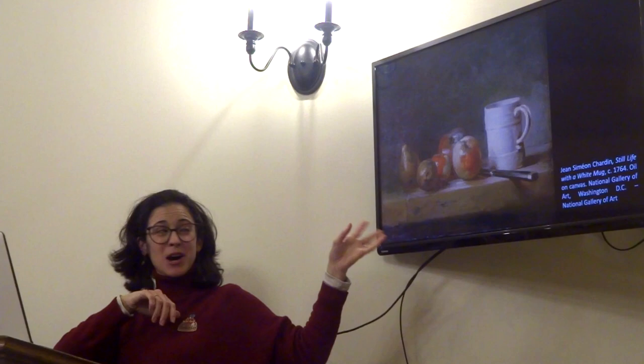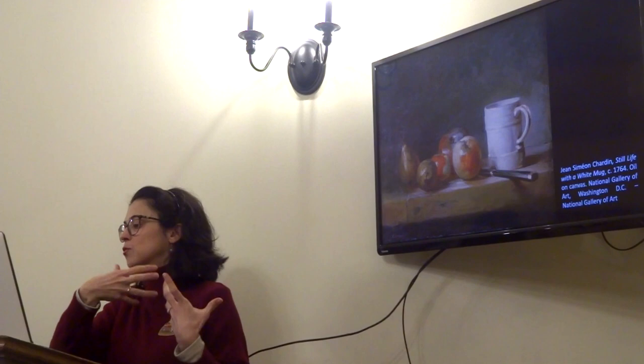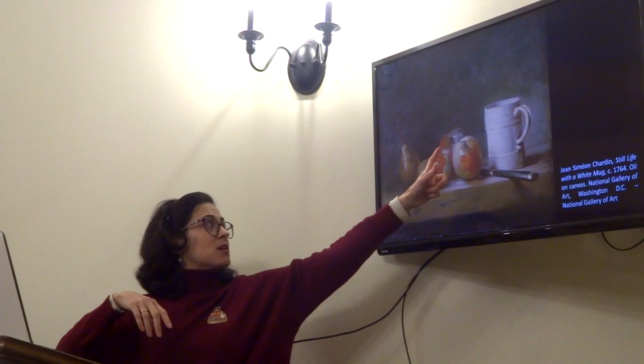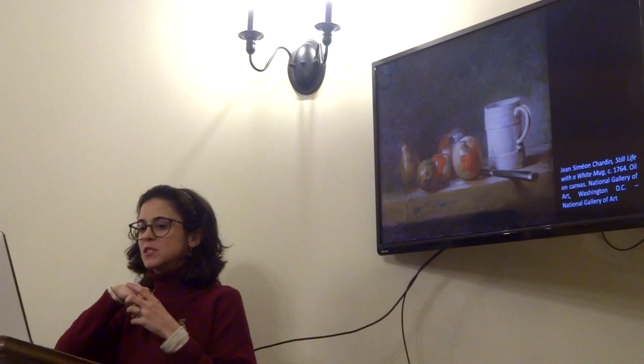We can tell it's quite ripe, so it can also be a symbol of life. Again, we see the contrast of light and shadow with the light shining on there. And we see something called trompe-l'œil. I don't know if you have a word in English. We have a word in Spanish.